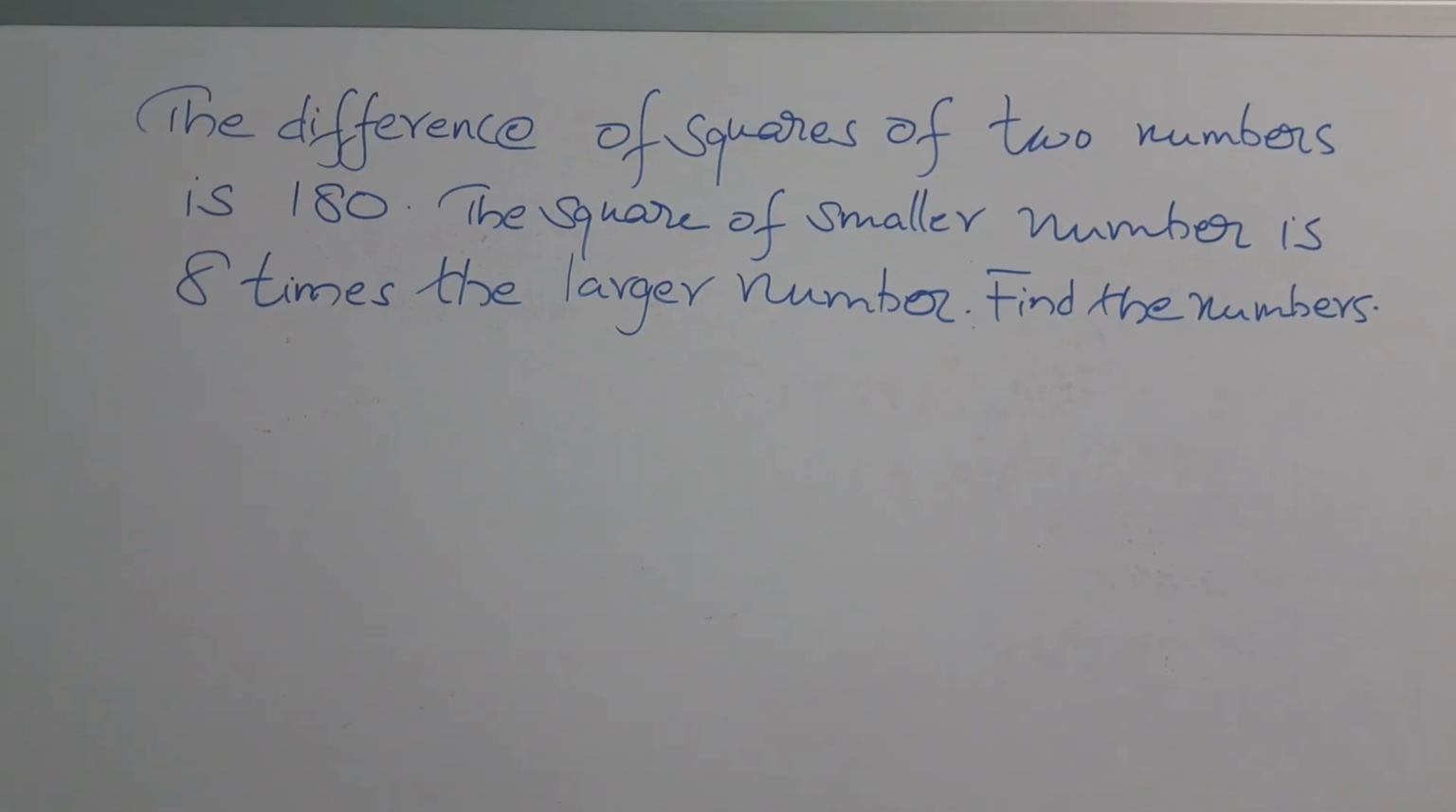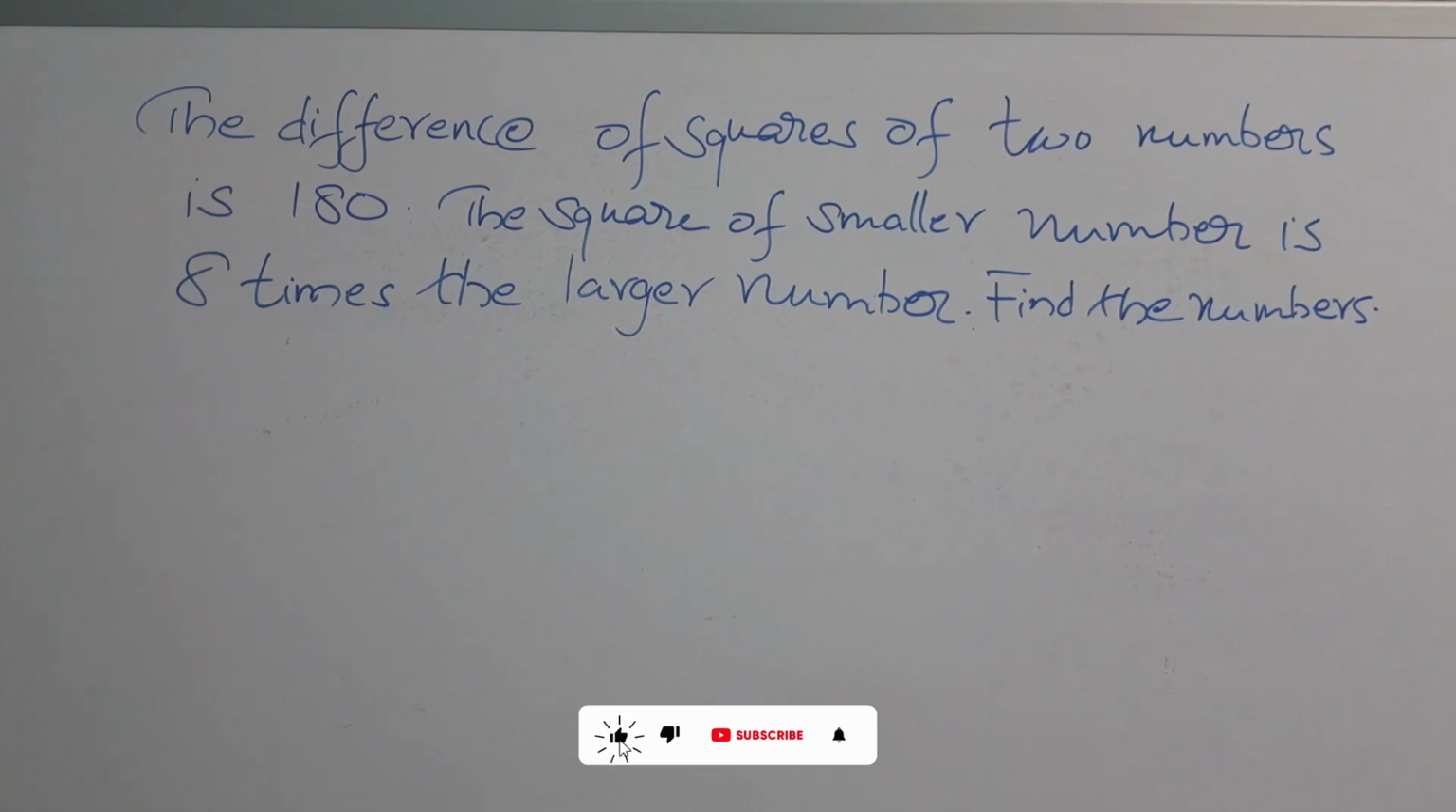Let's answer this question. The difference of squares of two numbers is 180. The square of the smaller number is 8 times the larger number. Find the numbers. So when you answer this question, if you take the smaller number as x, it would be difficult to find the numbers. Instead of taking the smaller number as x, if you take the larger number as x, then things will be easier for you.